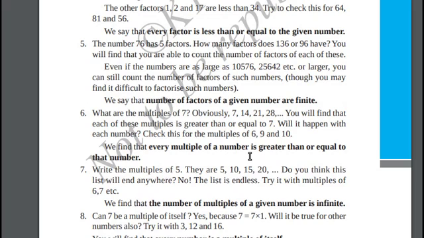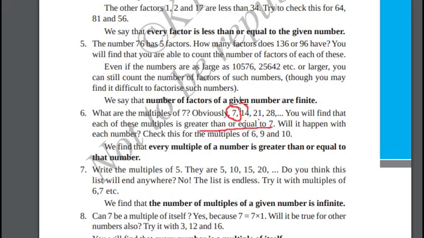Every multiple of a number is greater than or equal to that number. Now let us see what this means. What are the multiples of 7? Obviously the multiples of 7 are 7 times 1 is equal to 7, 7 times 2 is equal to 14, 7 times 3 is equal to 21, and so on. We will find that each of these multiples is greater than or equal to 7. We are starting with 7.